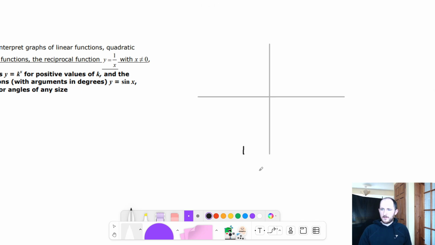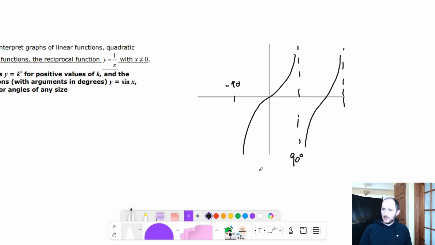So if I were to draw this out for you, it looks like this, where this is 90 degrees, and then every 180 degrees it repeats. So here it goes down and across, and that would be at 270 degrees. Okay.